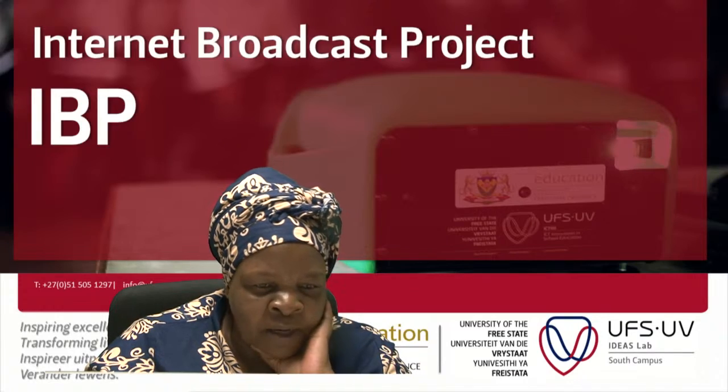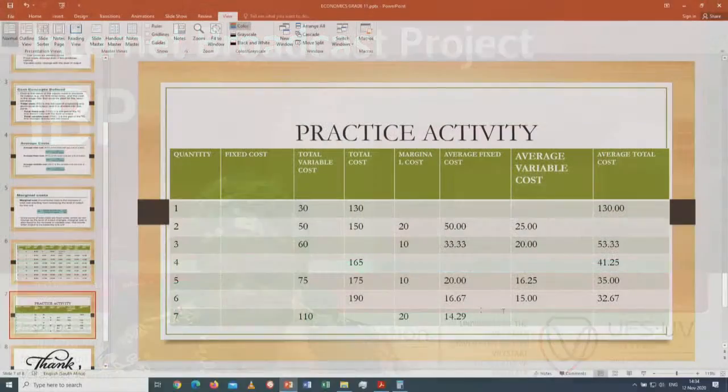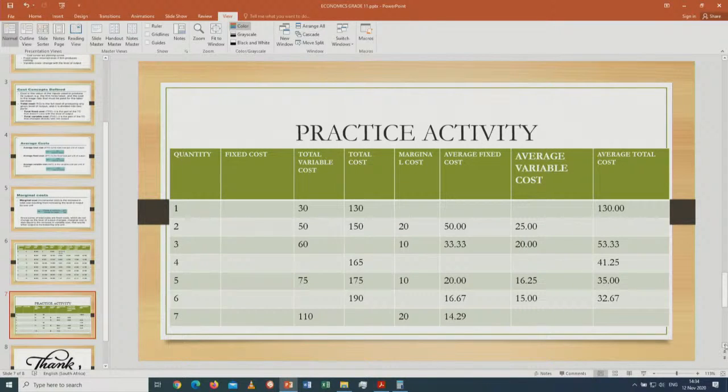Let us just do one practice activity to see if what I have explained to you in terms of the different costs that are incurred in order to ascertain how much has been paid to make the product available. If you were to have this as your practice activity, and I would ask you, or you as a teacher would ask your learners, what is the fixed cost here. It's not written, it's blank.